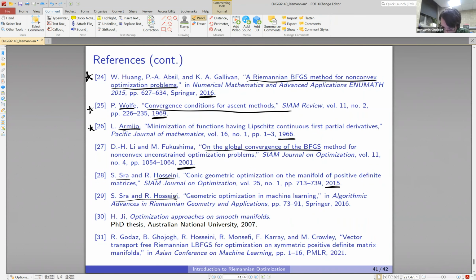Again, a paper by them in 2016 talks about, especially these two papers talk about Riemannian optimization on SPD manifolds. This is Optimization Approaches on Smooth Manifolds, the thesis that I mentioned, which has also kind of proposed a direct extension of Euclidean BFGS to Riemannian BFGS.